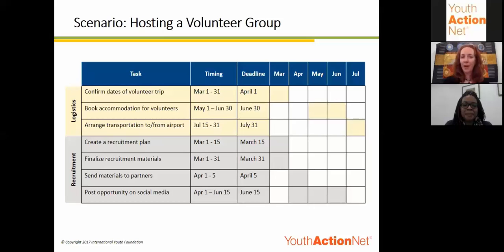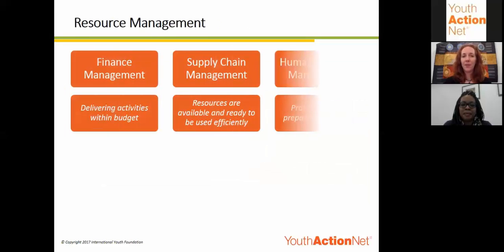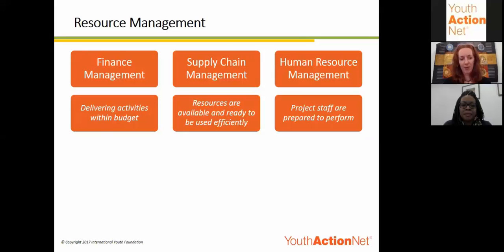Okay. So we've talked about time management and the Gantt chart as a really great planning tool to help you with that in your project. And so now let's talk a little bit about resource management. So resource management includes managing finances, which is delivering your activities within budget, supply chain management, which is making sure that your resources are available and ready to be used efficiently, and then human resource management as well, which is making sure that your project staff are prepared to perform their tasks.